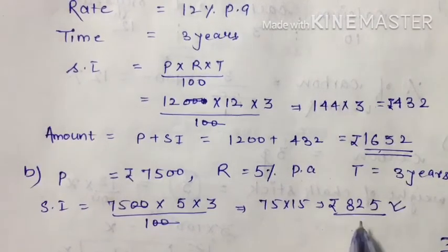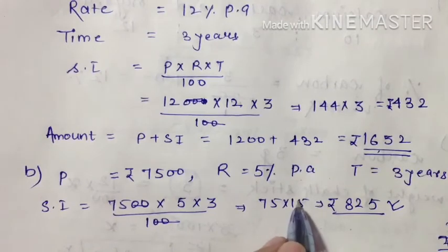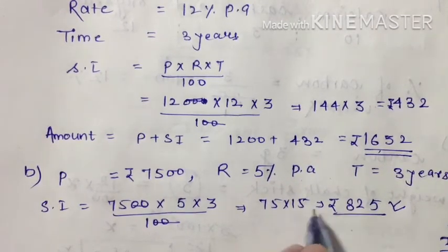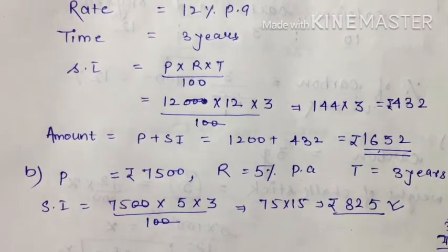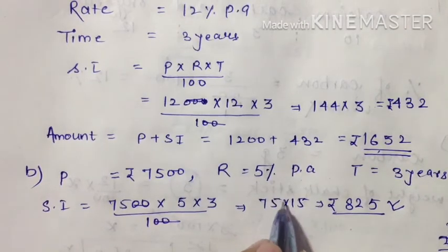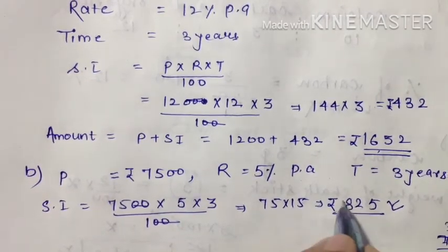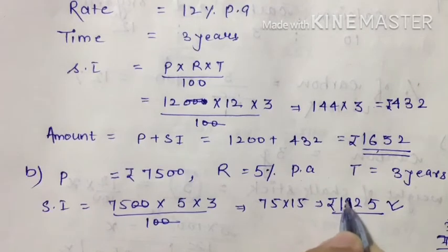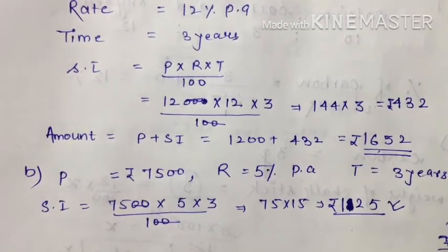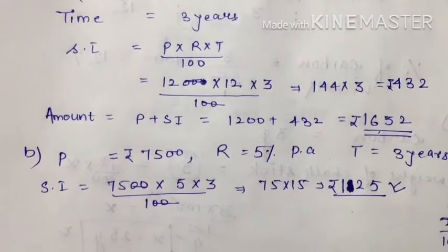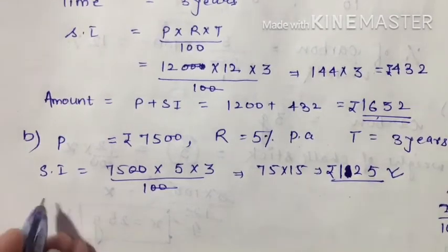Okay, what will be the answer? It will be, just a second, I am just doing my calculations here. It will be 1125. Sorry, I have checked my calculation. It is 1125. This will be the simple interest.